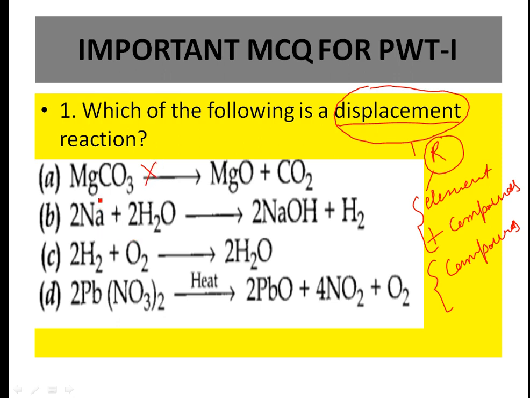In the second case, Na is a molecule of an element, H2O is a molecule of a compound, and in the product it also forms a molecule of a compound and a molecule of an element. So as per our discussion, the correct answer will be here B.